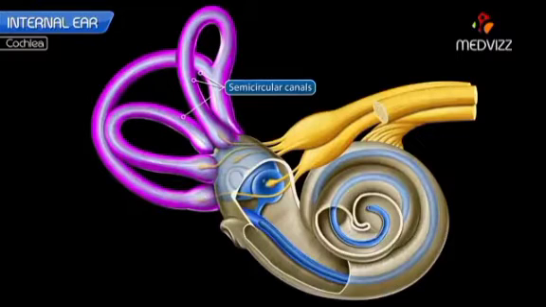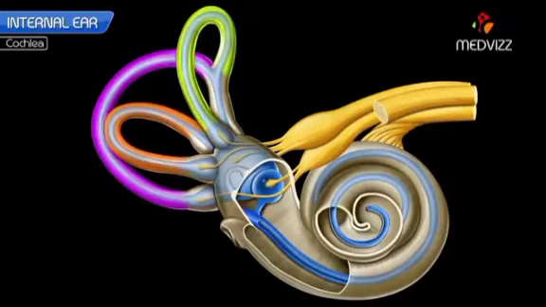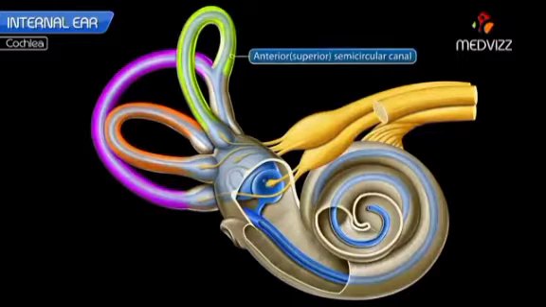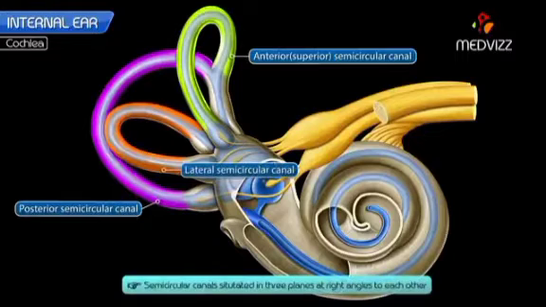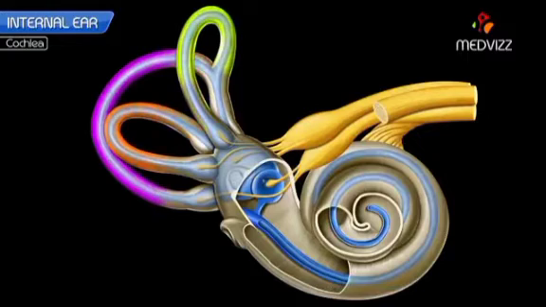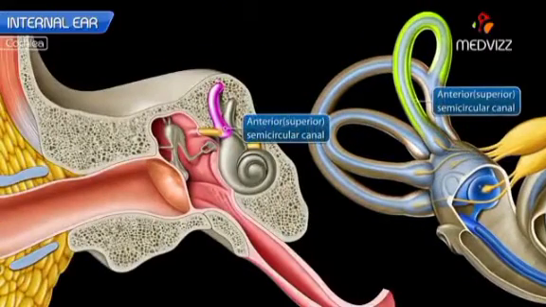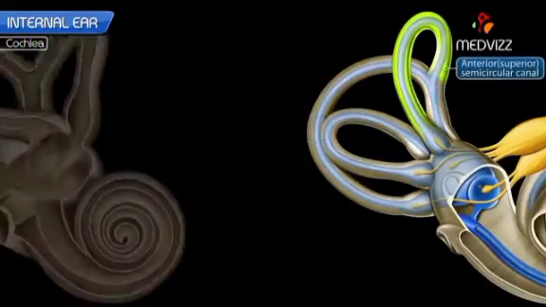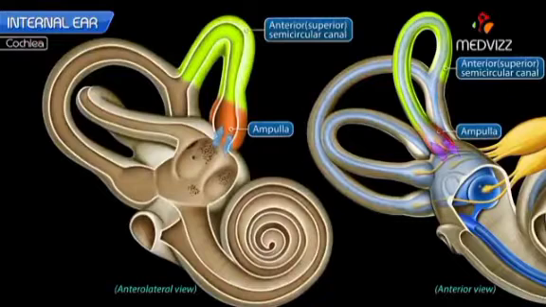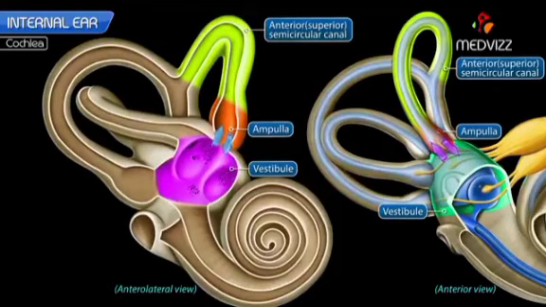Semicircular canals. There are 3 bony semicircular canals: anterior or superior, posterior, and lateral. They are situated in 3 planes at right angles to each other. Each canal is about 2/3 of a circle and is dilated at one end to form the ampulla. The anterior semicircular canal lies in a vertical plane at a right angle to the long axis of the petrous temporal. Its anterior ampullated end communicates with the vestibule anterolaterally.